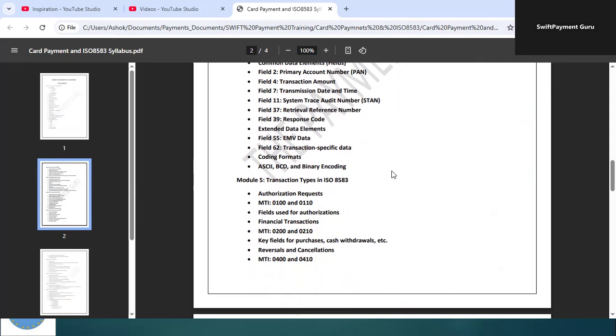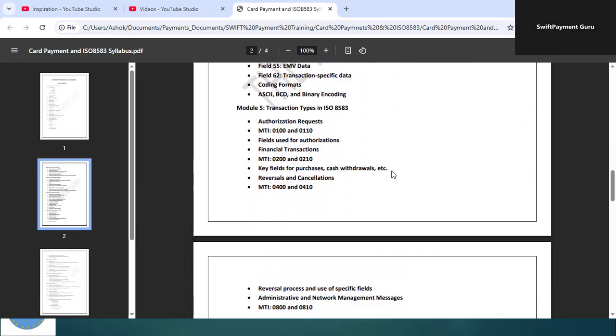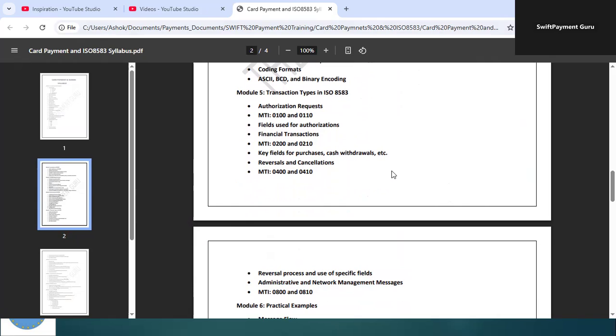Extended data elements also will be covered, which includes EMV data, transaction specific data, and ASCII, BCD, and binary encoding as well. Then we'll learn about the transaction types in ISO 8583, which include authorization requests, MTI 0100 and 0110, which are very frequently used, fields used for authorizations, and financial transactions, where we have MTIs 0200 and 0210 with the use cases, flow diagrams, and end-to-end flows as well.